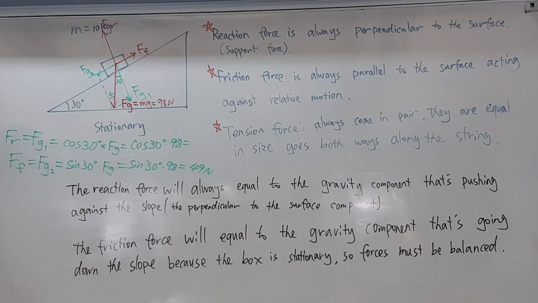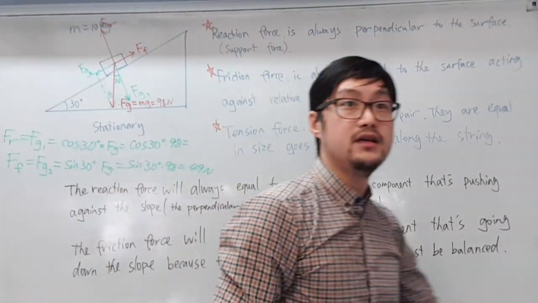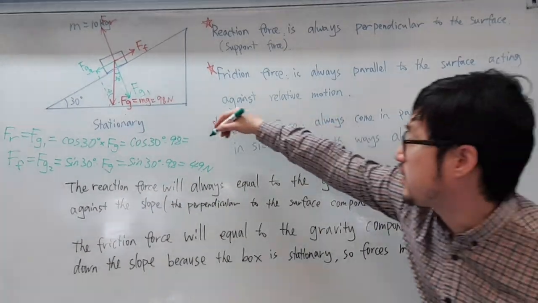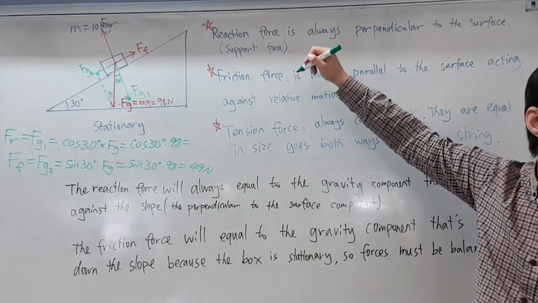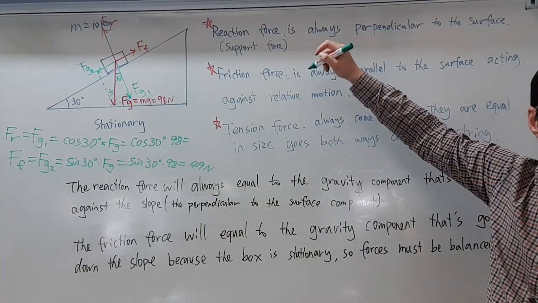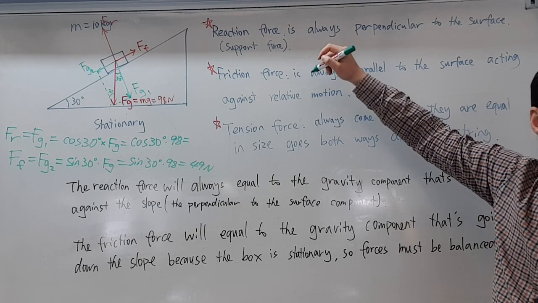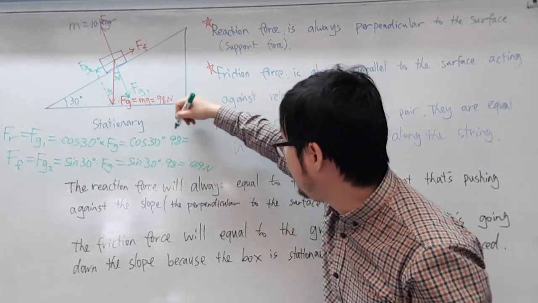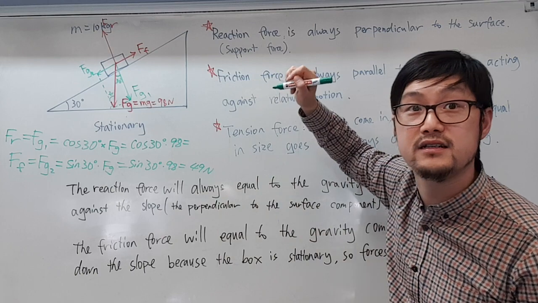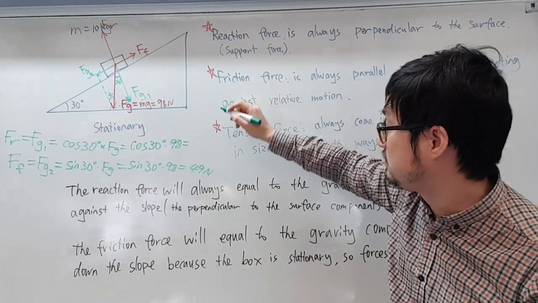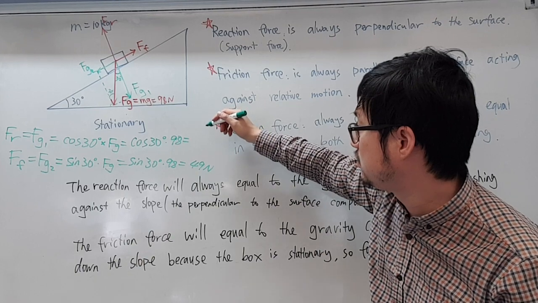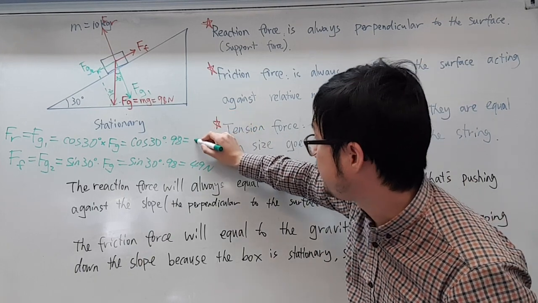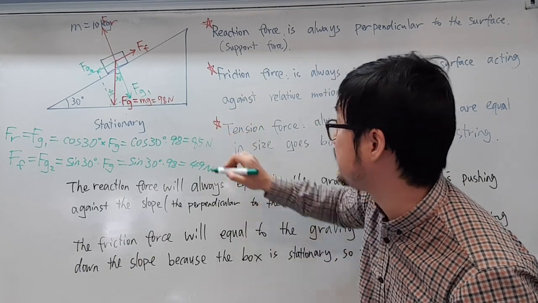Does that make sense? Okay. Can someone quickly calculate this value for me? Sine 30 times 98. 49? Oh, that's sine. Wait, sorry. 84? Now it's 85. 85. Okay, so let's say this is 85 Newton.